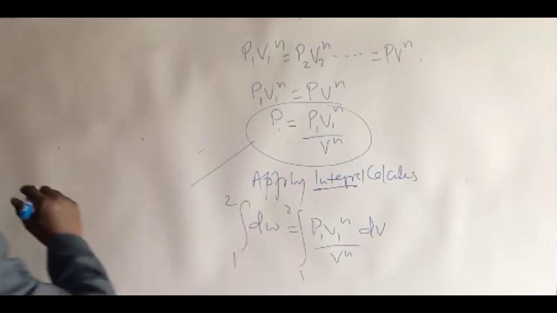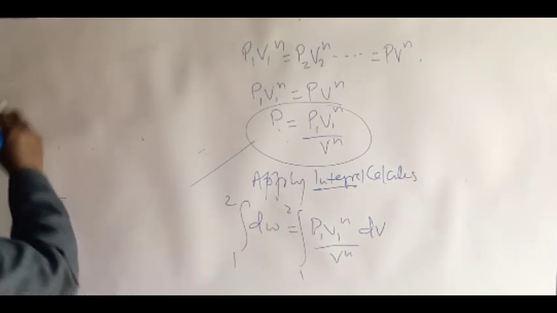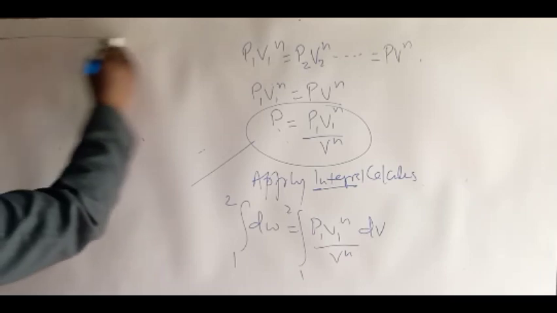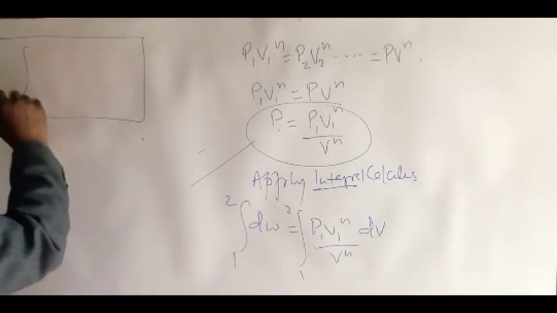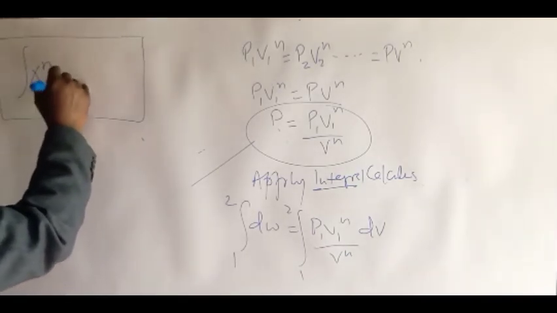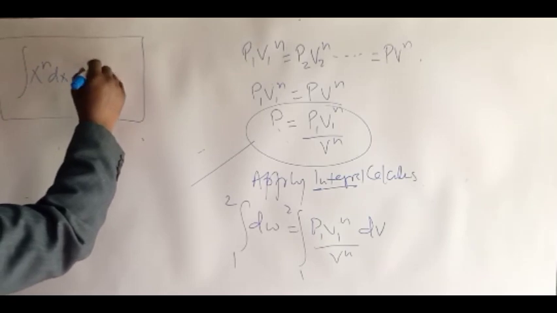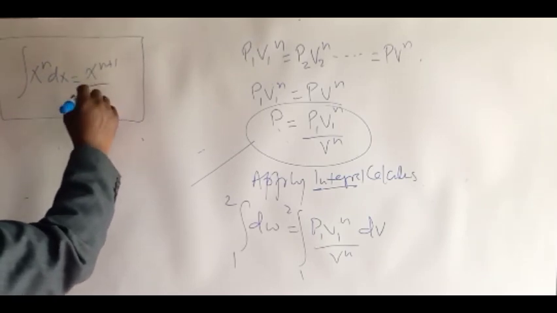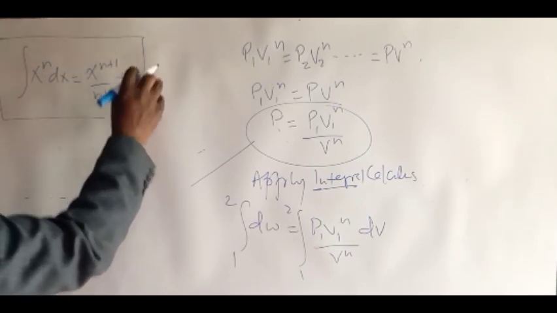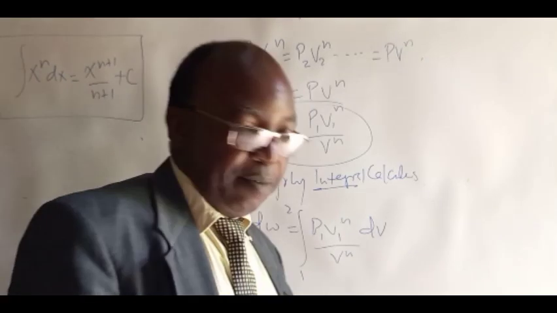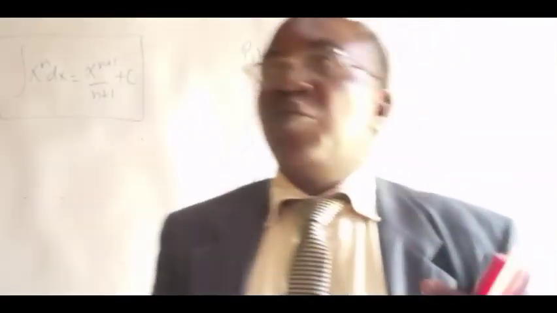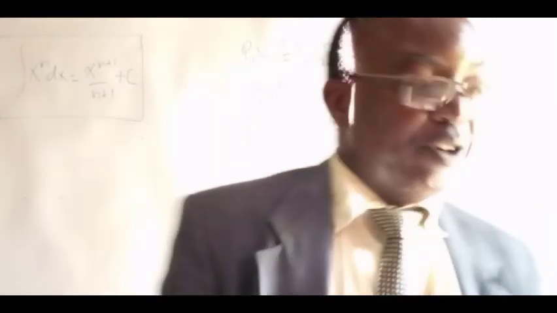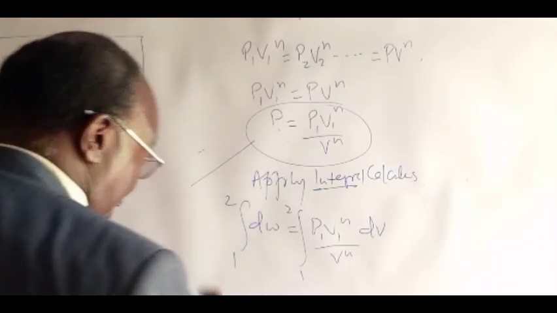So then what do we have? We are going to use the identity which we have used significantly in our lectures. That's x^(n+1)/(n+1) + c. c is the integration constant because I've not put the limits there. So we leave it that if you put the limits, then you don't need to have the integration constant there.